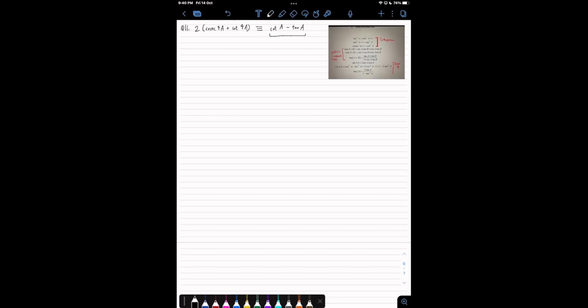So what is cotangent A in this case? It's 1 over tangent, and I know tangent is sine over cosine, so I split it straight away into cosine over sine. Then tangent A is sine over cosine. Fraction minus fraction, you have to make the denominator the same. So we multiply: cosine square A minus sine square A over sine A times cosine A. Very good.